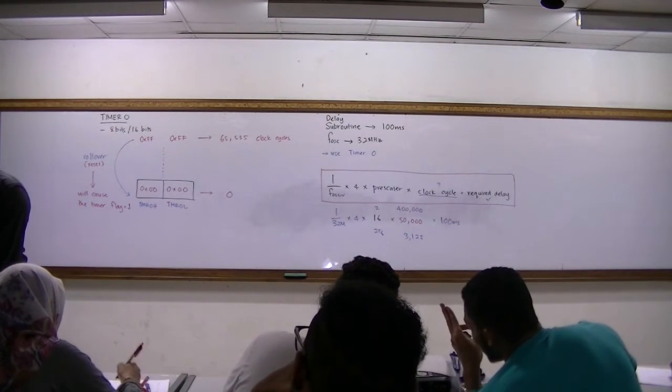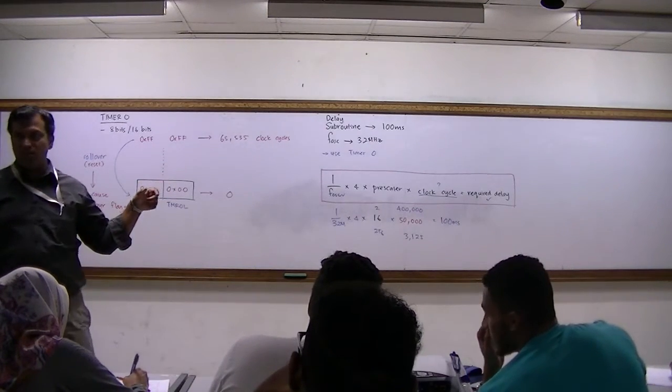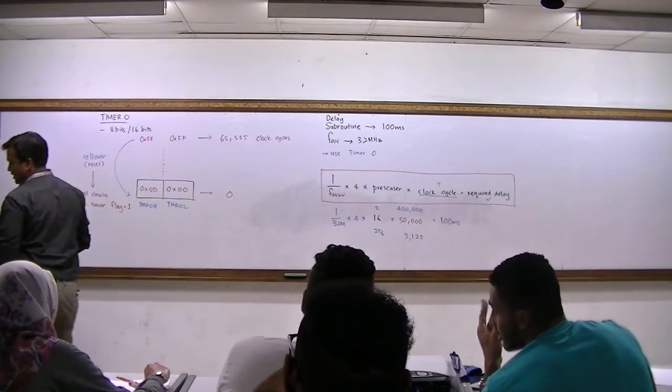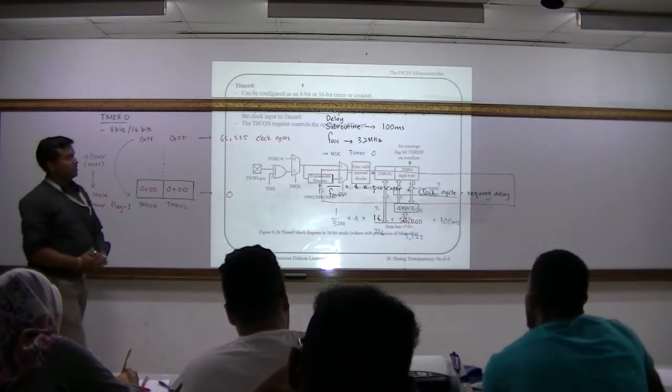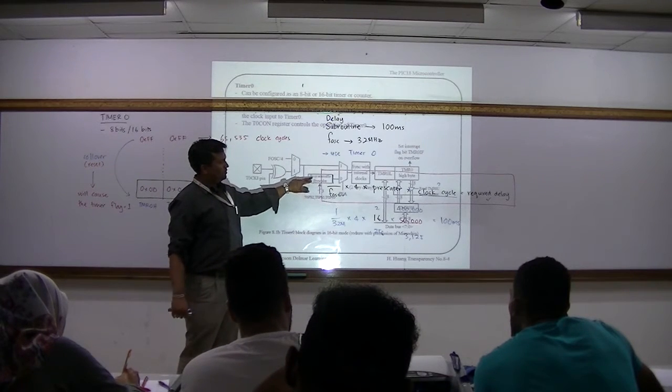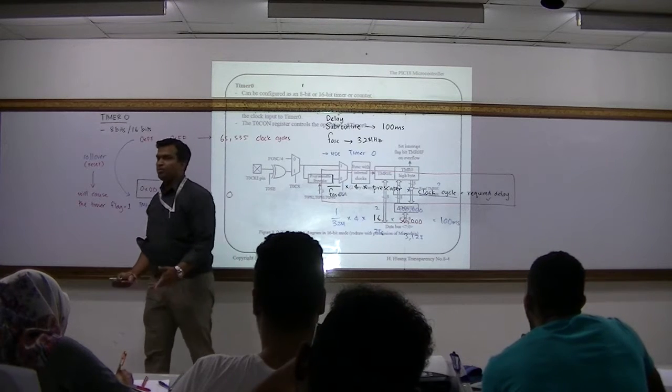Timer structure is like that. The timer structure has a prescaler. If you see the block I just showed you, it has the prescale module. You see this? What allows you to do the prescaling? The normal program loop doesn't have it.